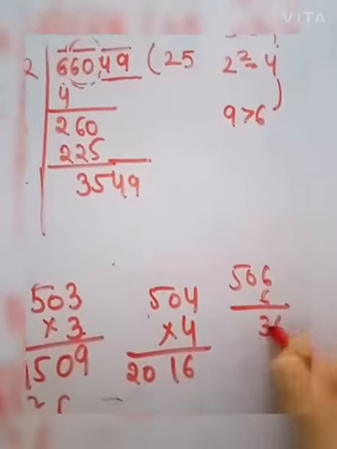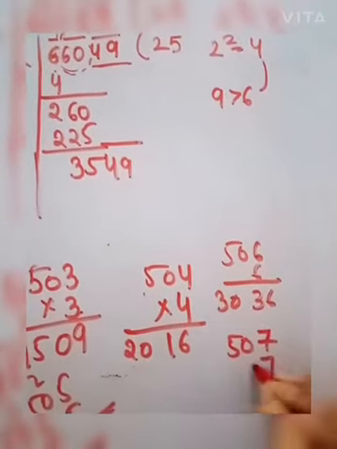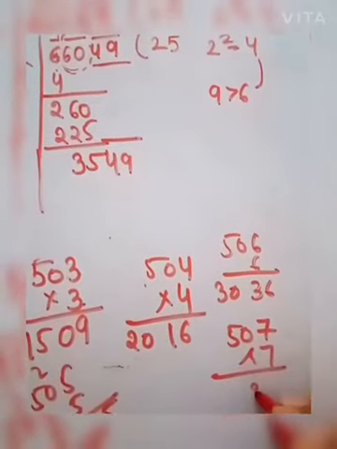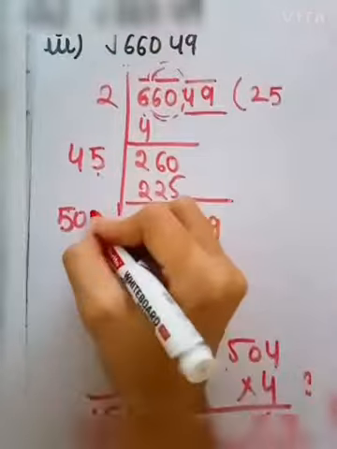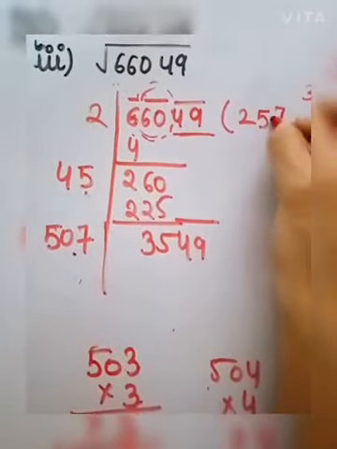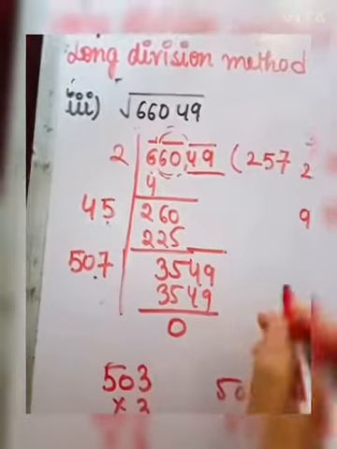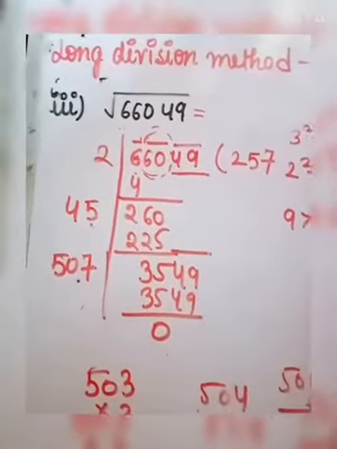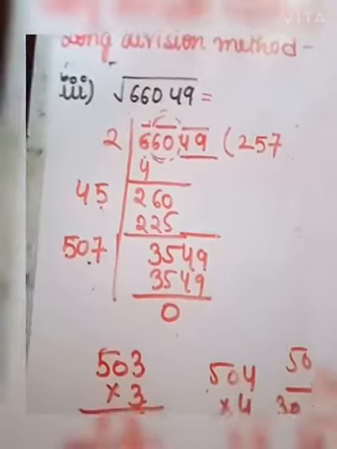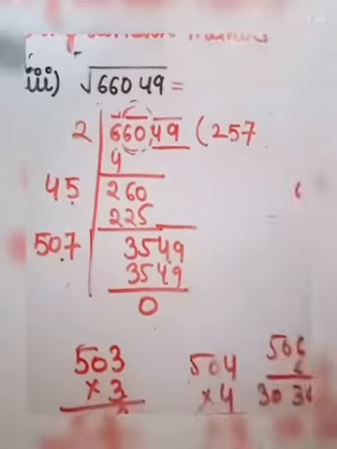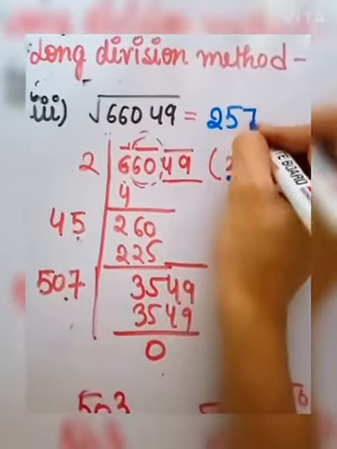506. 6 6s are 36. 6 5s are 30. Smaller. 507 multiplied by 7. 7 7s are 49. 7 5s are 35. So we put 7 after 50. 7 5s are 35, 49, 0. So what is the square root of 66,049? It is 257.